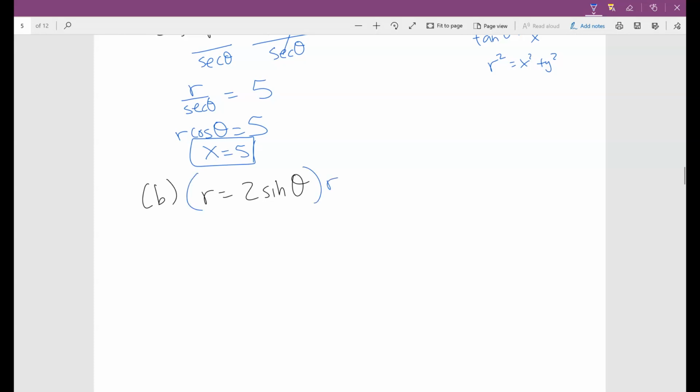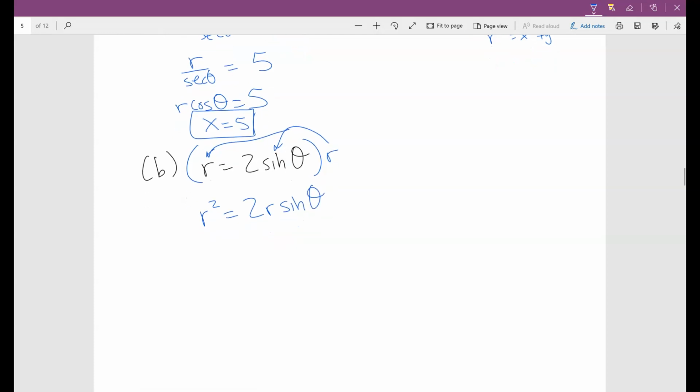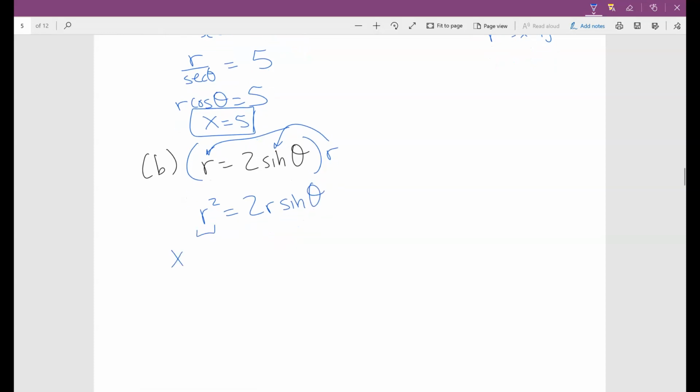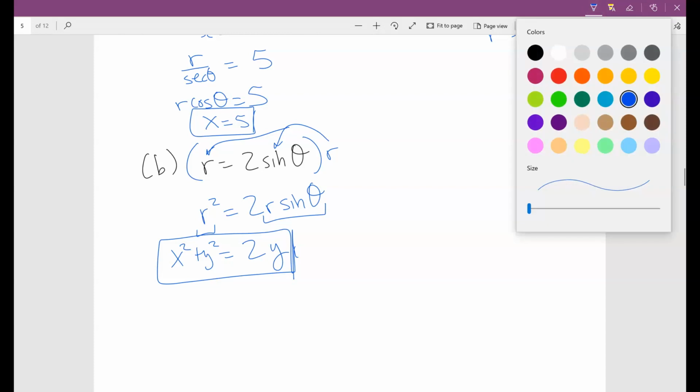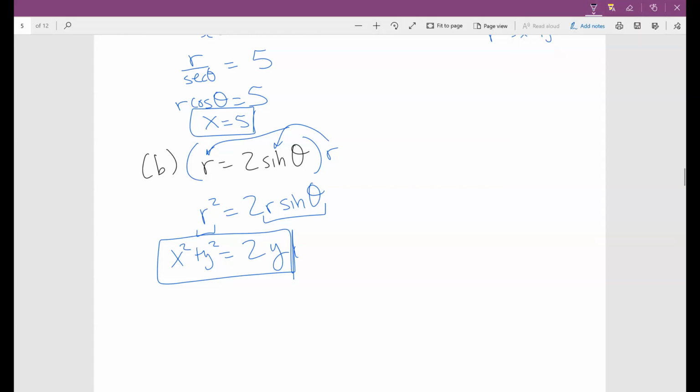So on the first side, r times r is going to give me r squared, and the other one's going to be 2r sine theta. So now I know what r squared is. R squared is just x squared plus y squared. And then I have a 2, and then this guy's just a y. Okay, for right now, just leave it as is. Later on, we're going to complete the square and figure out what exactly this is. But for right now, just leave it as is. Okay, we don't need to solve for y, because actually this is not a function.